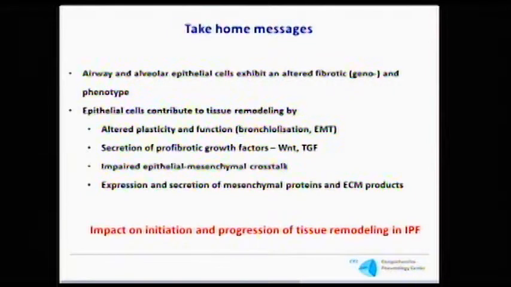First, by altered plasticity and function. I alluded to EMT, where the verdict is still out whether this really is druggable for therapy. Second, by the secretion of different growth factors, among others, and there are clearly some others. I highlighted Wnt and TGF-beta, where we see crosstalk, and we have to think about how we can address this. And then also the expression and secretion of mesenchymal proteins and ECM proteins, which really is somehow a dogma change in our thinking about where the ECM production comes from in IPF.